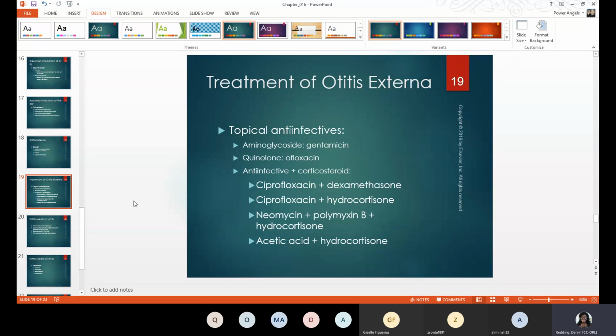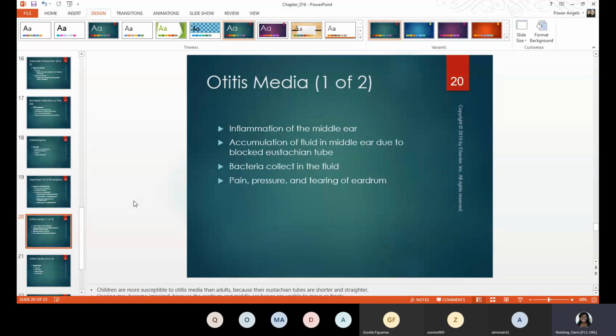So now that I've talked about the treatment of the otitis externa, we'll next learn about another bacterial infection of the ear, which includes the otitis media. Now, the otitis media is where the middle ear is going to be inflamed. And this would be happening by an accumulation of fluid in the middle ear that could possibly be due to a blocked Eustachian tube. And so inside of the middle ear, bacteria is collected in the fluid, and a person who experiences otitis media is going to be experiencing some pain, some pressure, and even a tearing of the eardrum.